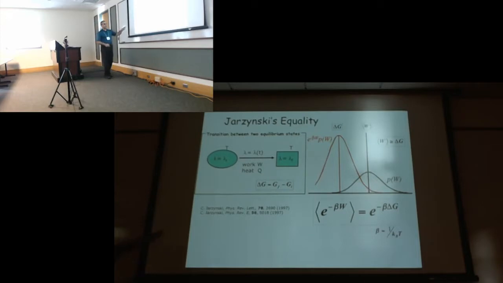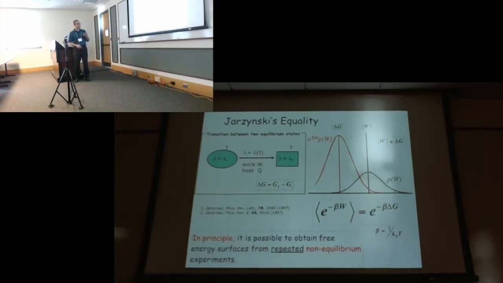This is known as Jarzynski's equality or identity, and it has been even proven experimentally. There was a Science paper from Bustamante's work in which they pulled DNA many, many times very fast. And if you compare, you actually get the right free energy change within half a kilocalorie per mole, which is pretty impressive for a long stretch of DNA.